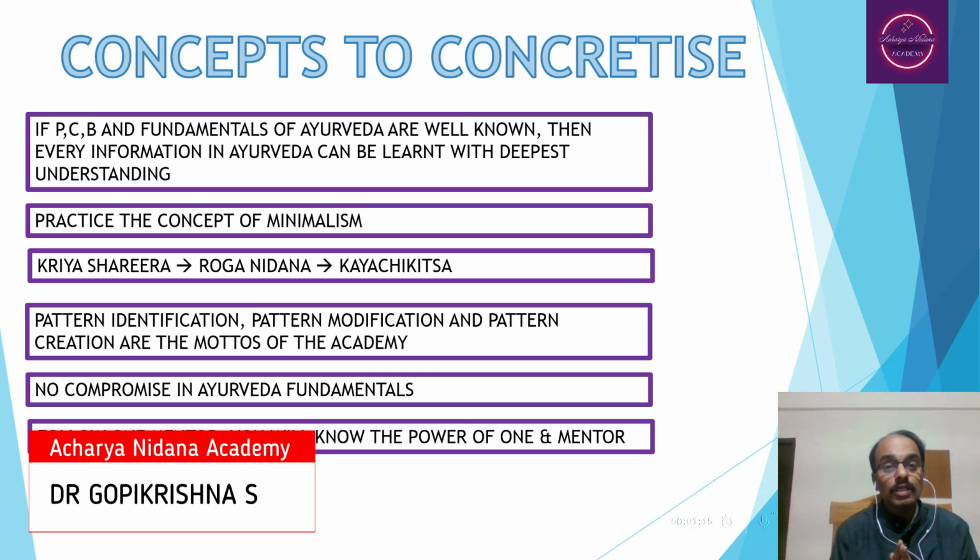Third, if you know the concepts of Kriya Sharira from each and every corner, then learning Roganidhana is not at all difficult, it's very easy. If you know each and every concept of Roganidhana, then learning Kaya Chikitsa is very easy. That is why, if you are practicing or planning to practice Ayurveda, then we have to go at this particular angle. Kriya Sharira learning, Roganidhana learning, and Kaya Chikitsa learning has to be in a methodical way.